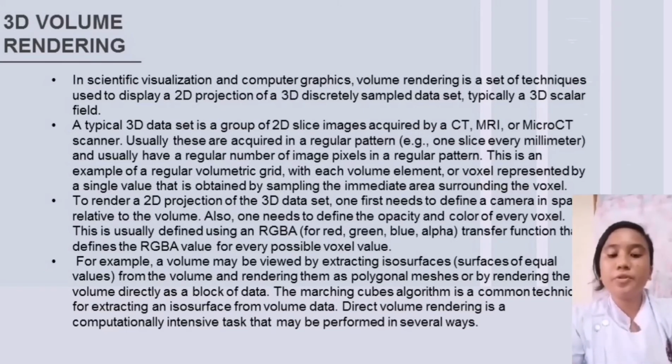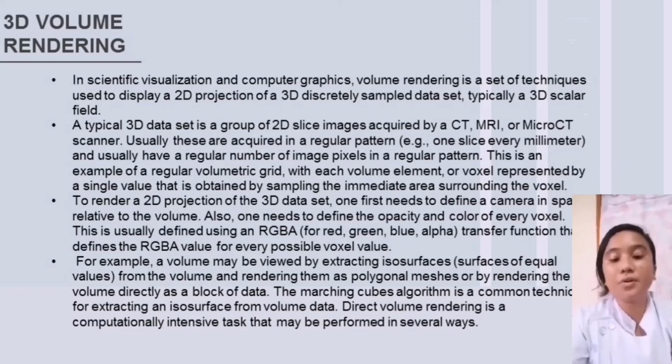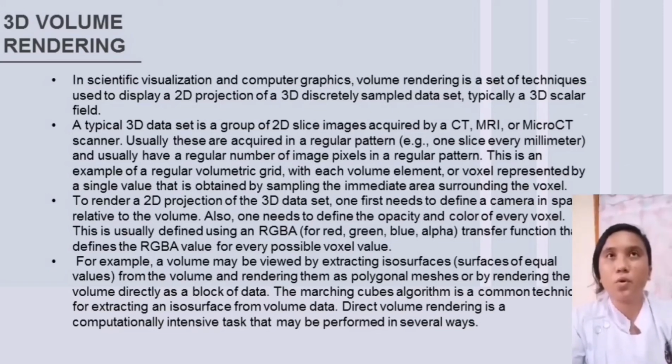To render a 2D projection of a 3D dataset, one first needs to define a camera in space relative to the volume. Also, one needs to define the opticality, or the opacity and color, of every voxel. This is usually defined using RGBA: red, green, blue, and alpha. So a transfer function defines the RGBA value for every possible voxel value.